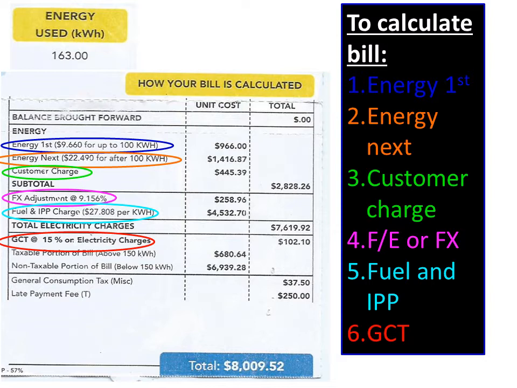All right. So this is what I use to remember all the parts of the JPS bill and what we're going to use to calculate. So let us move into looking in detail at what each of these terms mean and how we calculate it. Energy first, energy next, customer charge, F/E, fuel and IPP. Don't forget GCT.